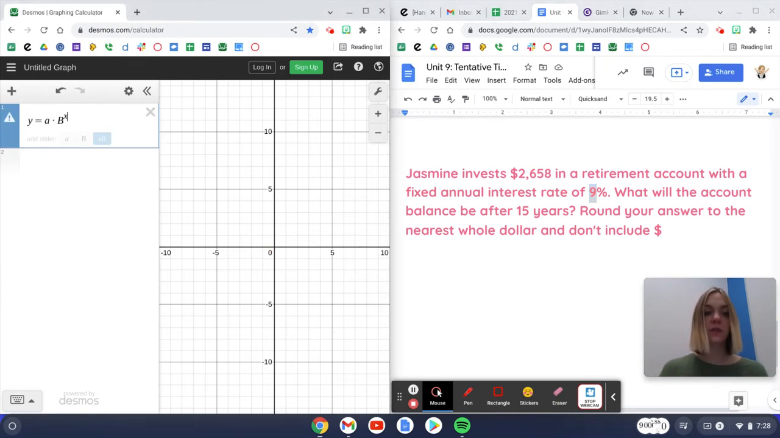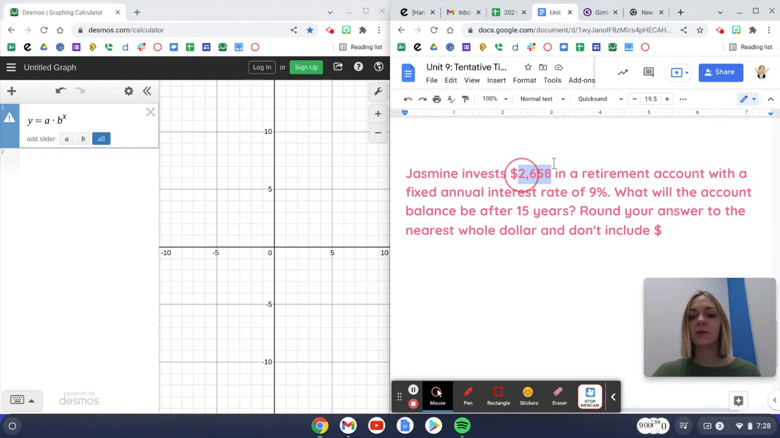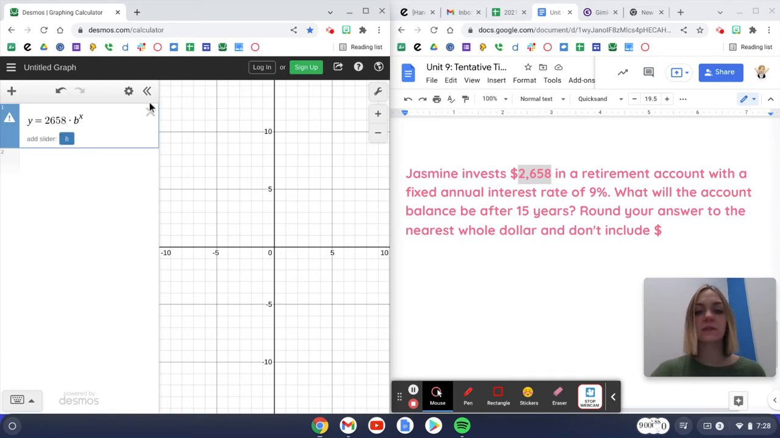So I know I'm going to use this function, y equals a times b to the x power, where a is my initial value and b is going to be my growth factor. So my initial value, how much money she has in the retirement account, starts with 2,658. So I'm going to put that in Desmos, and don't include a comma when you do this.